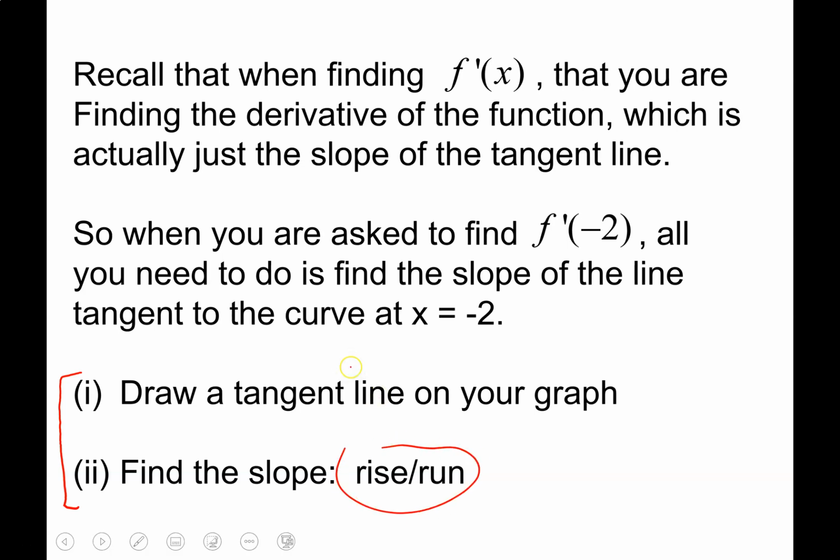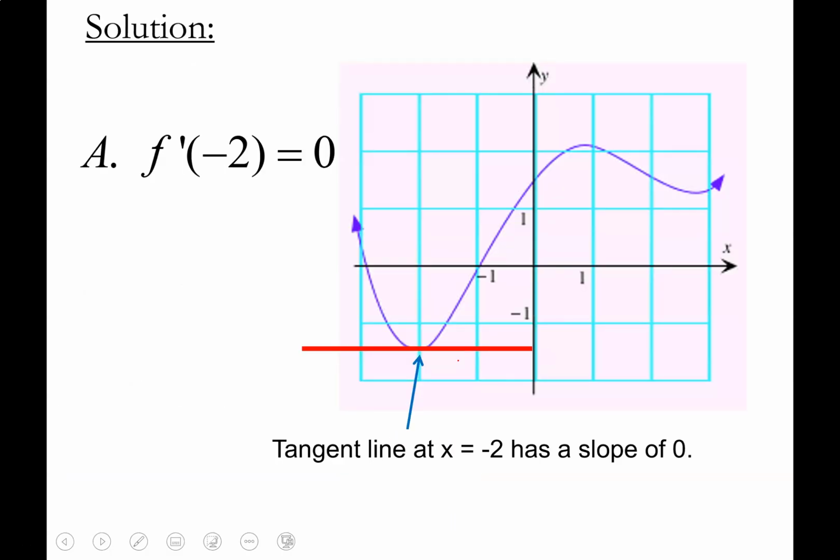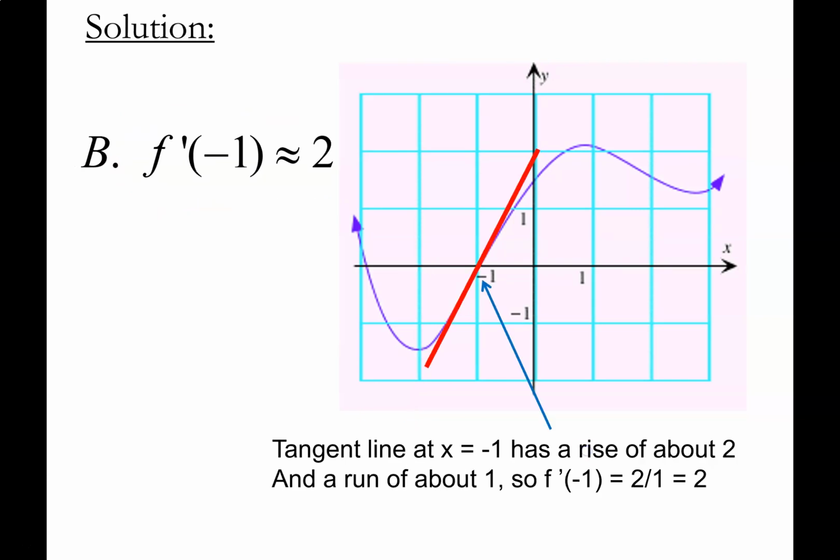So again, since my artistic abilities are lacking to a great extent, I actually used a computer and drew something a little nicer here. So what I did was I went here and we're concerned with the point where x is -2 right here. And I drew a tangent line, and it is a horizontal line, and a horizontal line has a slope of 0, and yes, it is that easy.